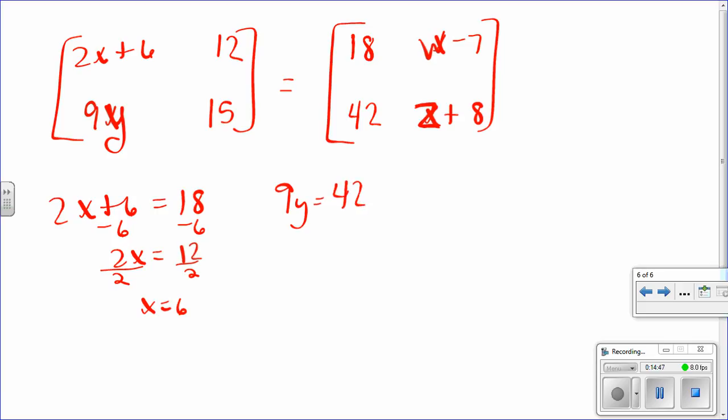42. Divide by 9. Do not give me a decimal answer. What is y equal? What is that? 42. I don't think it's 16, is it? 14. 11.